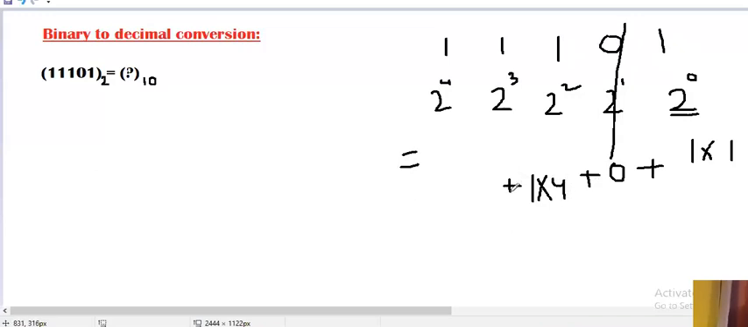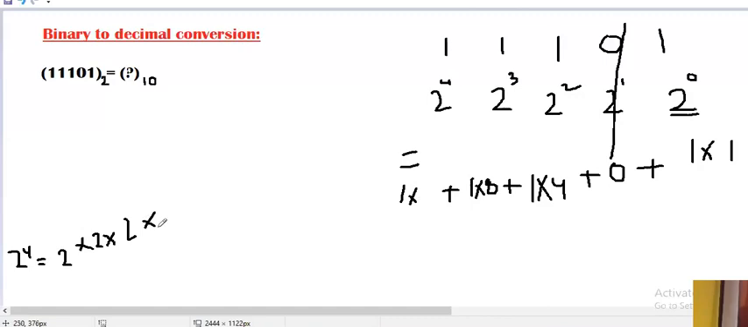Again 1 multiplied by 2 to the power 3. So 2 to the power 3 is equal to 2 twos are 4 and 4 twos are 8. Again 1 multiplied by 2 to the power 4. So for 2 to the power 4, we have to multiply 2 four times: 2 times 2 times 2 times 2. It means 2 twos are 4, 4 twos are 8 and 8 twos are 16. So here we will write 16.